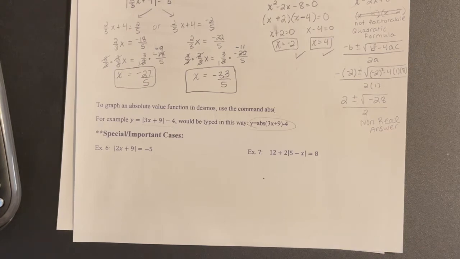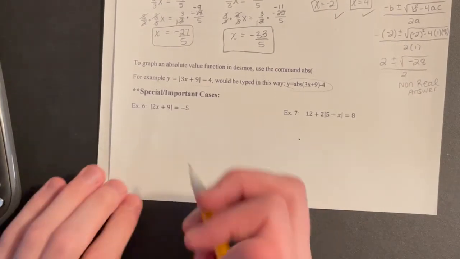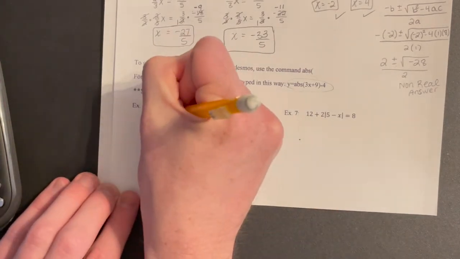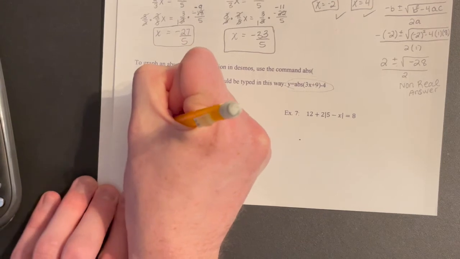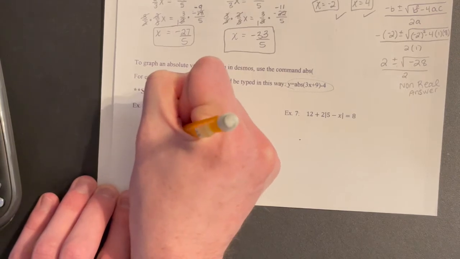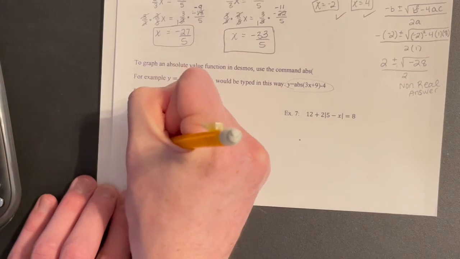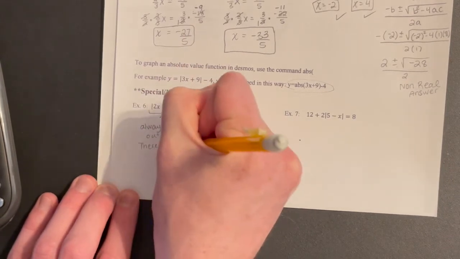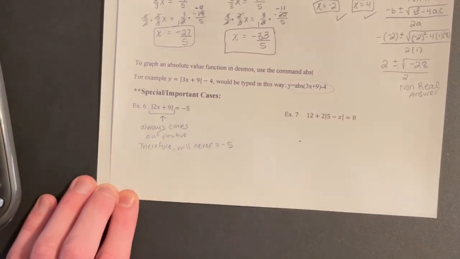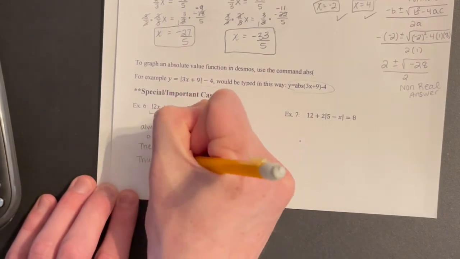So if you have the absolute value of 2x plus 9 equals negative 5. The thing that we've talked about is that the absolute value here will always come out positive. So this left side always comes out positive. In that case, therefore, it will never equal negative 5. If it's never going to equal negative 5, that means that the solution is actually no solution.